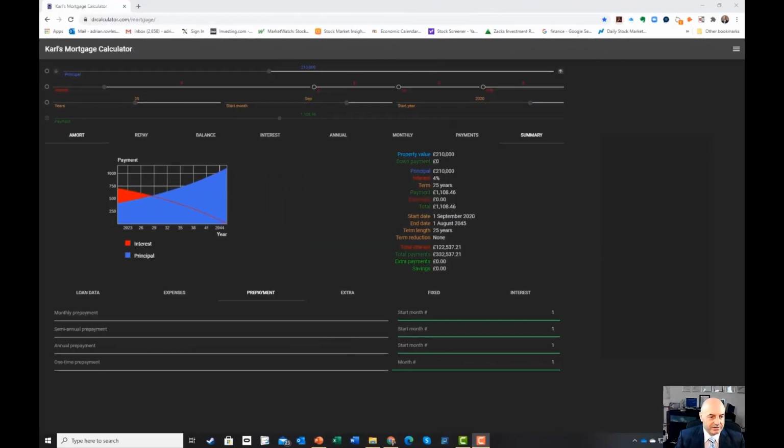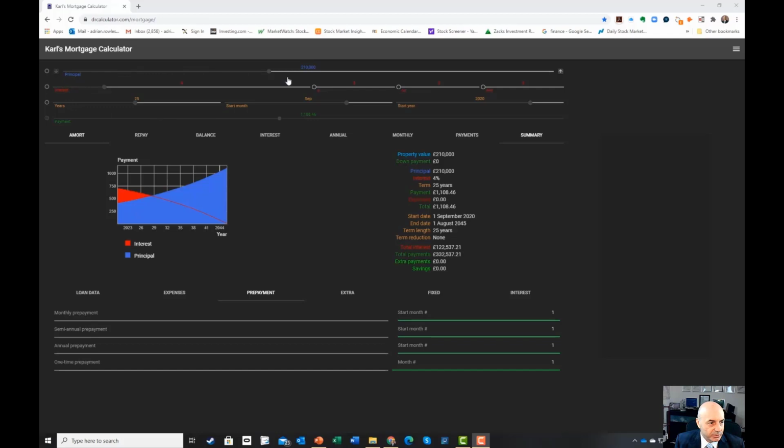Okay, here we are. Welcome to the computer screen. We've got this online mortgage calculator, called Rowles Mortgage Calculator. I'll put the link in the comments section below for your interest, so you can use your own numbers and play around with it. Let me just walk you through it.